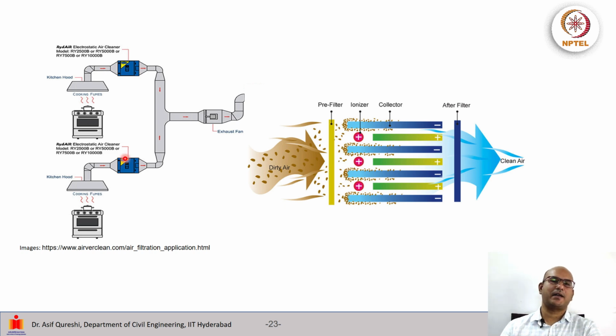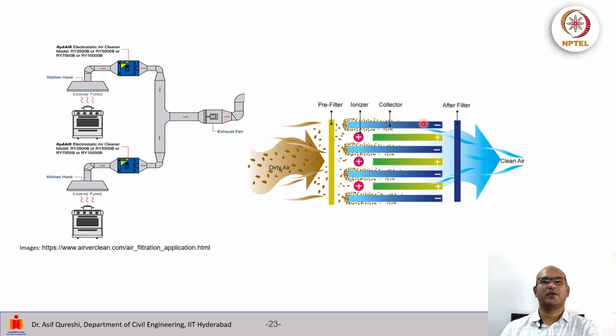This is just a schematic of how it could be employed. So these are kitchen cooking fumes. They are taken up in a fume hood, and then these are passed through an electrostatic precipitator. So we will have the dirty air, then there is charge being supplied, and the particles become charged. So first the air passes through a pre-filter, to remove maybe larger particles. Then the airflow is ionized and is collected on plates.